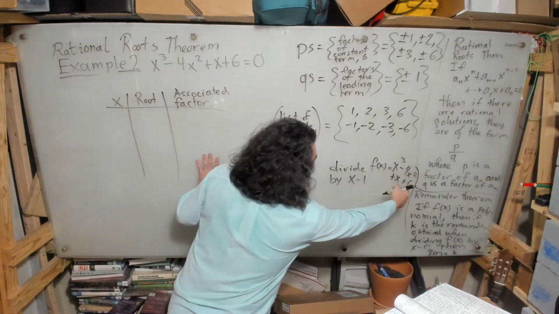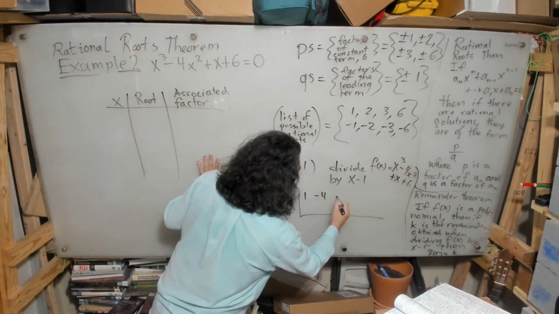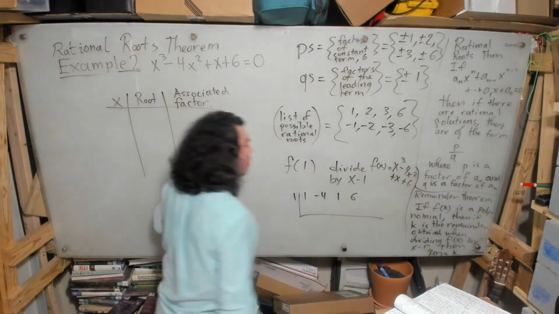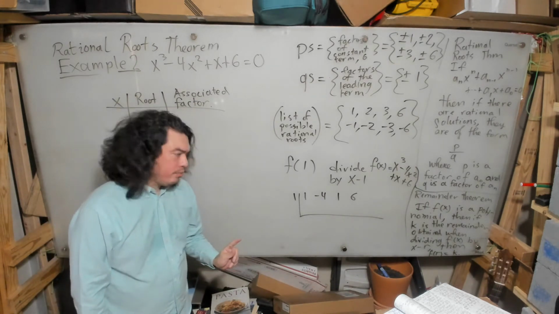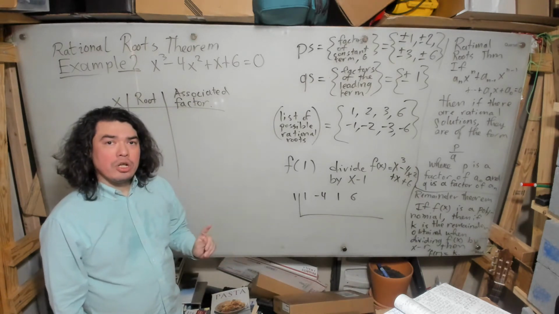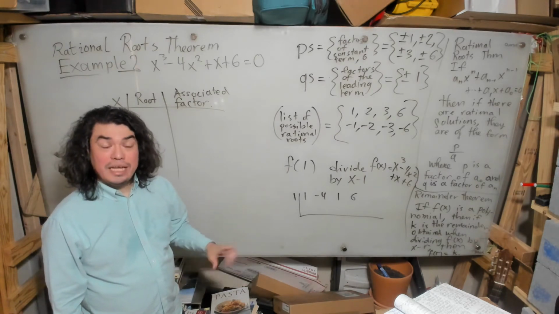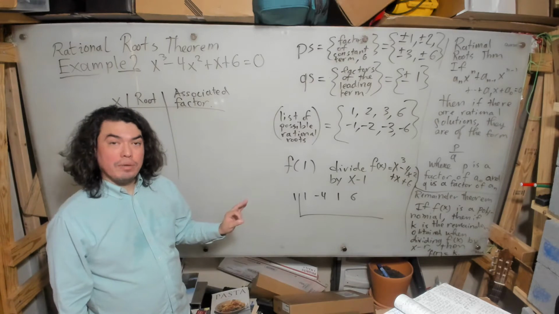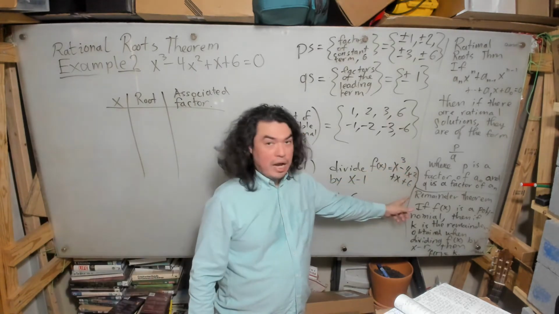So what are our coefficients here? 1, negative 4, 1, and 6. Moreover, we remember, whenever we do a synthetic division house, we have to make sure that our polynomial does not skip any powers of x, and if it does, we have to put in a 0 there, okay? So in this case, we have a cubic, a square, a linear, and a constant term.